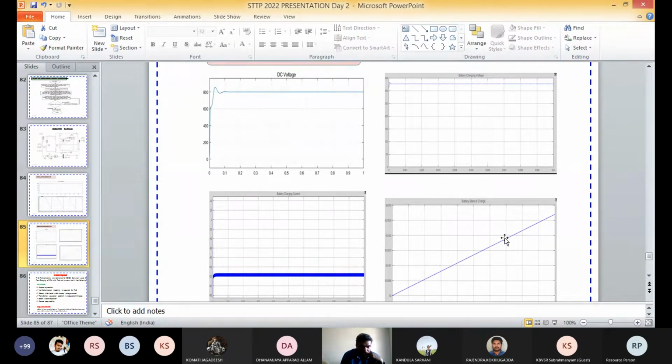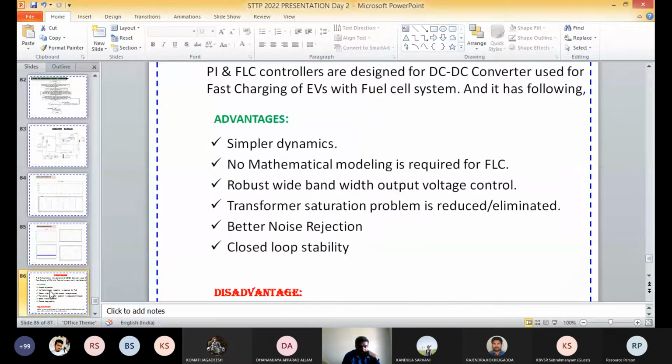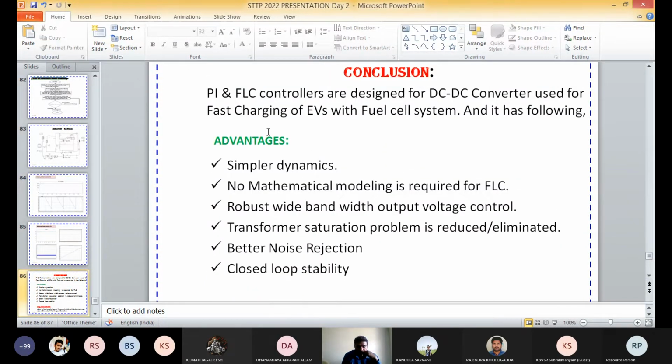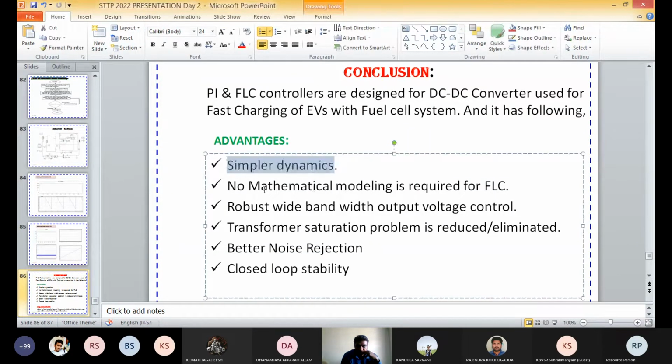Okay, this is the state of charge of that one. So the final observation, the conclusion, is that as compared to the PI controller, the fuzzy logic controller has simpler dynamics. No mathematical model is required for the fuzzy logic controller. Just by writing the if and else rules, we can form the fuzzy logic controller. There is no problem with transformer saturation, there is better noise reduction, and closed loop stability is also there.